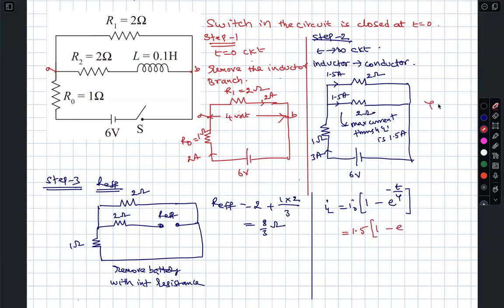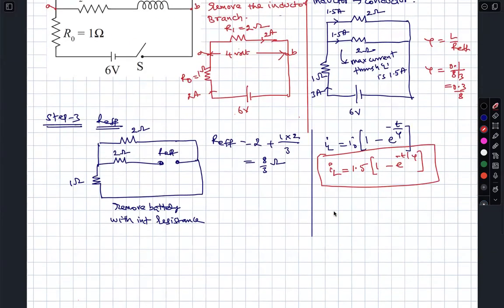How to find tau? Tau is nothing but L by R effective. Tau is nothing but 0.1 by 8 by 3. This is nothing but 0.3 by 8. So you just keep this aside, no issues. Now I have given the current through the inductor as a function of t by tau. At any time you can use this formula.